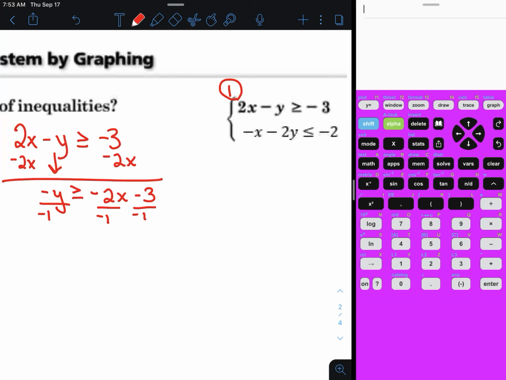Hopefully you guys are listening really good because right here we're dividing by a negative, and just me saying that is probably enough memory recall that that's going to be a less than or equal to sign. -2 divided by -1 is 2, and -3 divided by -1 is 3.